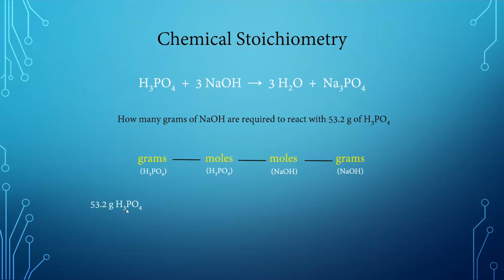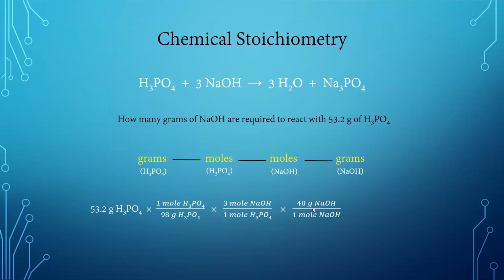So we'll start with our 53.2 grams of phosphoric acid, and we'll want to convert that into moles. If we calculate the molar mass, it comes out to be 98 grams. From there, we can go from moles of phosphoric acid to moles of sodium hydroxide, and from the balanced equation, we can see that's a 3-to-1 ratio. And then finally, we want to get to grams of sodium hydroxide, and the molar mass of NaOH is 40 grams, which gives us 65.1 grams of sodium hydroxide.